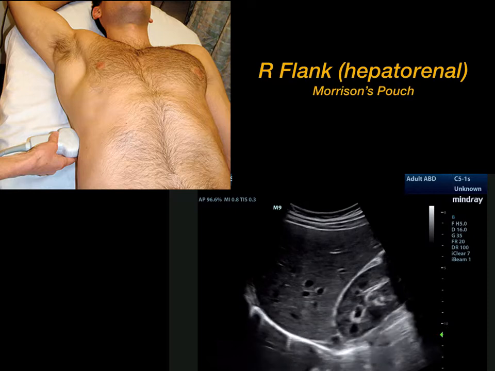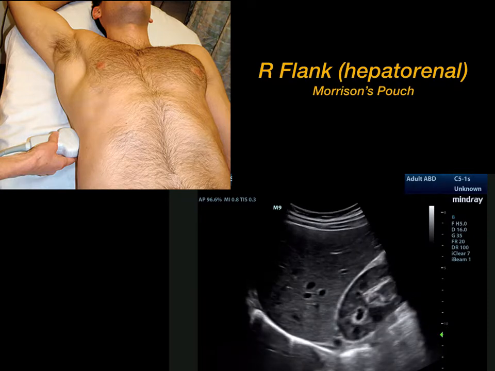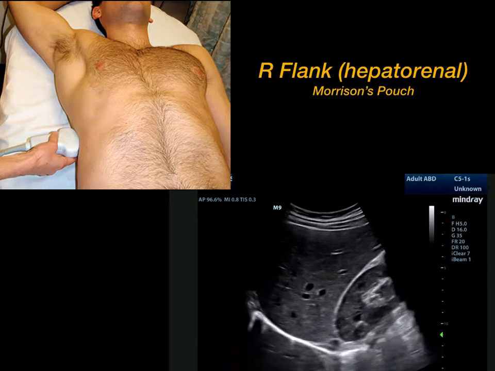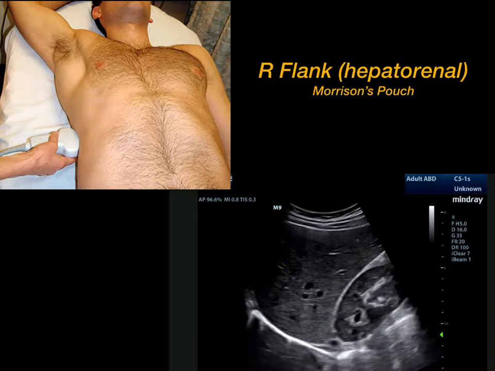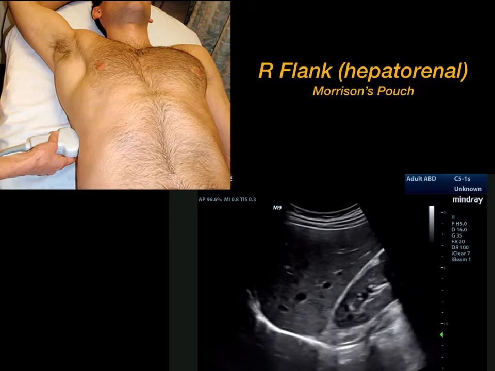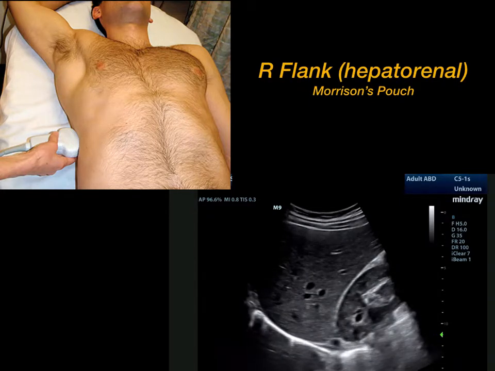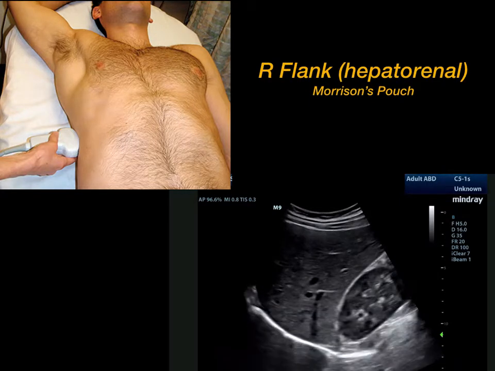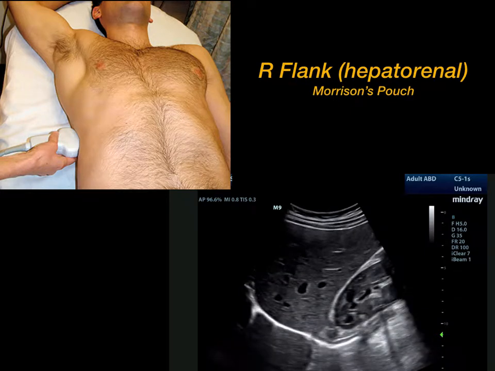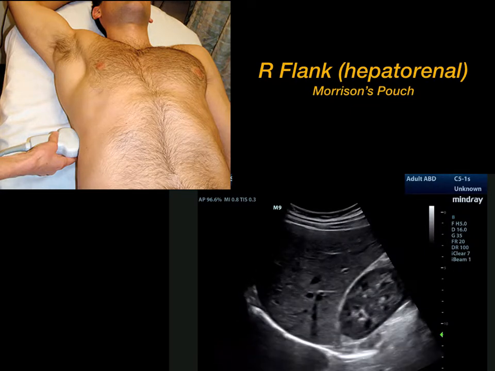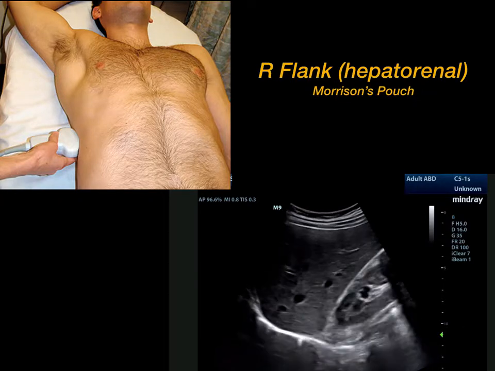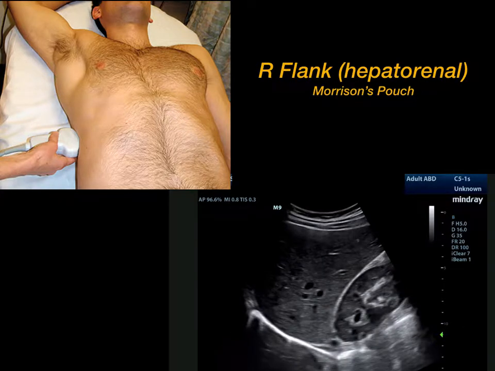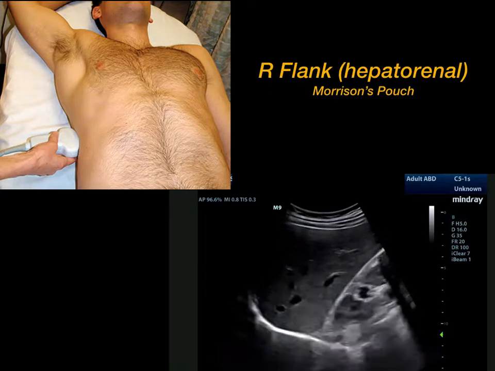Here is a right flank or hepatorenal view. This slide demonstrates the appropriate placement of the ultrasound on the right flank, and then also an ultrasound demonstrating normal anatomy of the kidney and liver on the right flank. Note the hyperechoic region in between the liver and kidney, being the fascia between. This is a potential space known as Morrison's pouch where fluid can collect in the settings of trauma. It would appear as a hypoechoic region in between the liver and kidney.